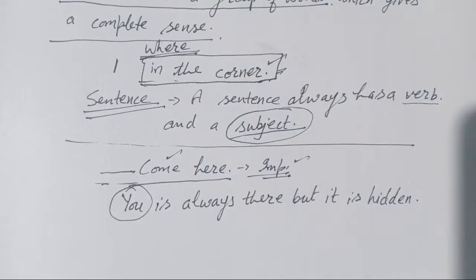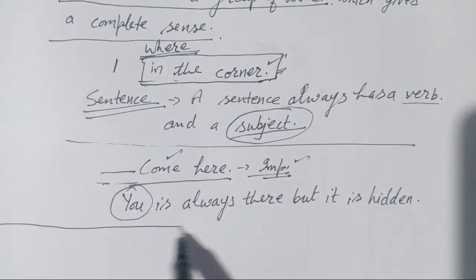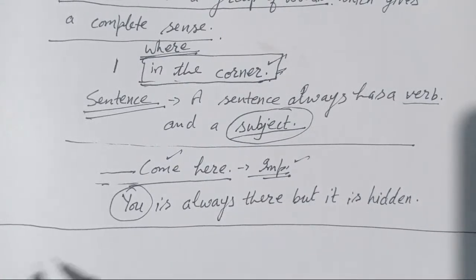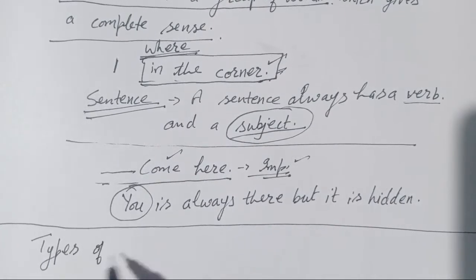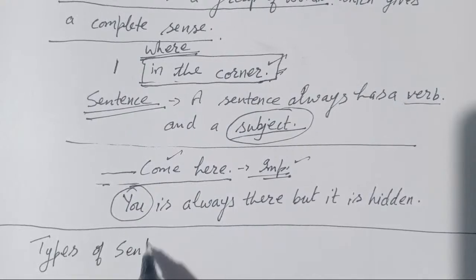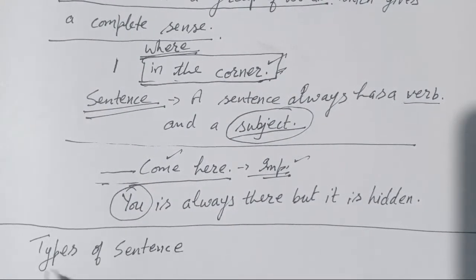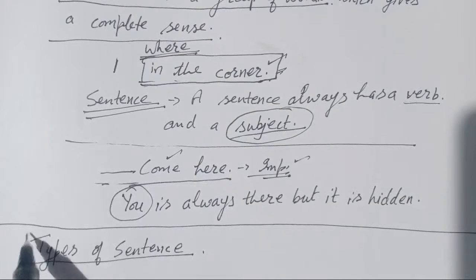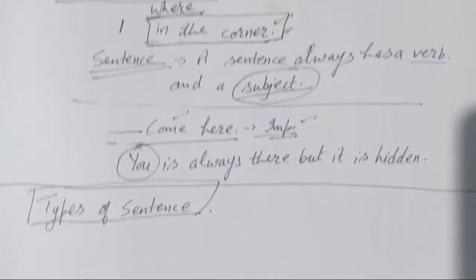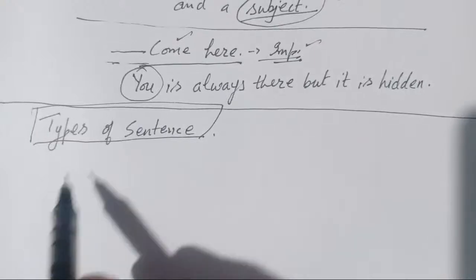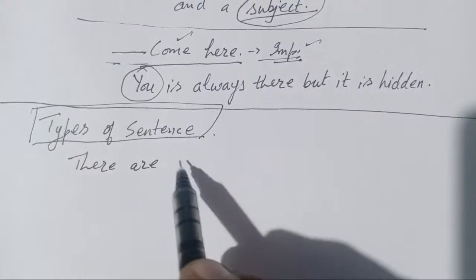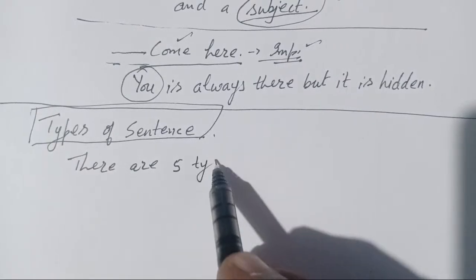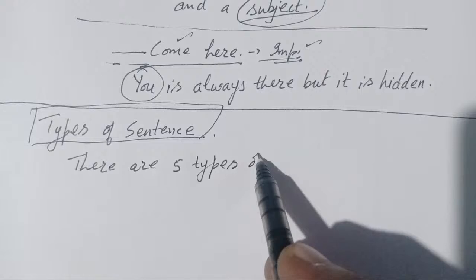Let's come to the next point. Now we'll discuss types of sentence. In this part, we have five types. There are five types of sentence.